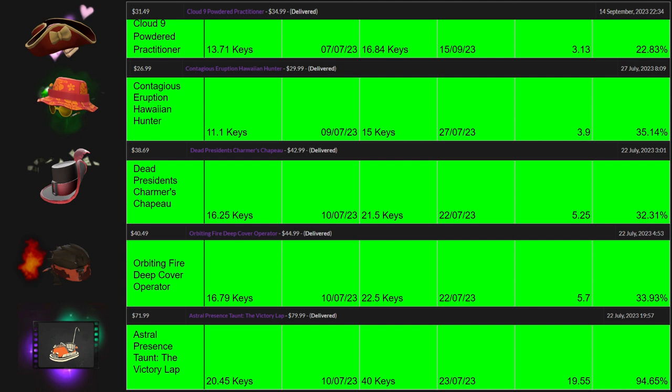Orbiting Fire Deep Cover Operator. A nice looking unusual that I saw was discounted and sold high. Bought and sold on the exact same days as the last hat. Great margins for such a short time. Astral Presence The Victory Lap.